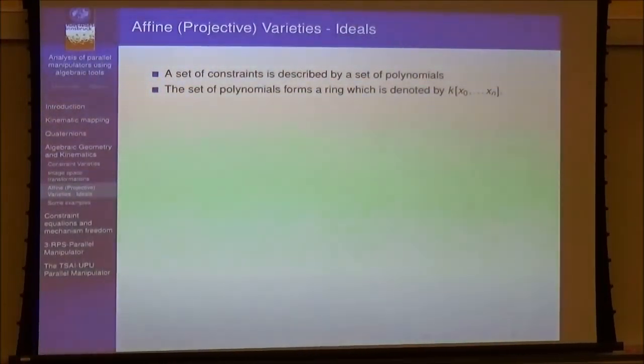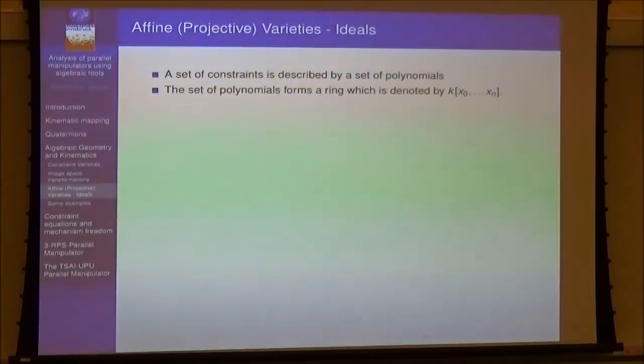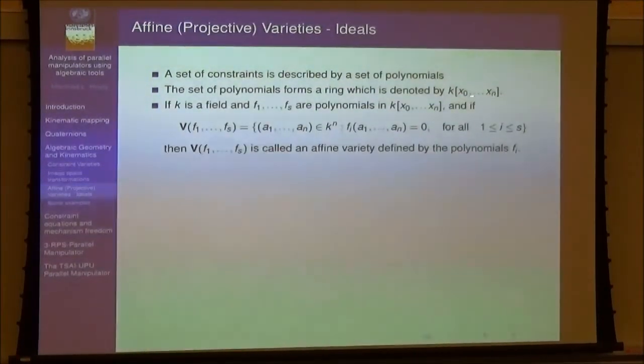First of all, we know a set of constraints is described by a set of polynomials. Second of all, a set of polynomials forms a ring. Ring was explained in the morning today. And the ring is denoted by K[x0, ..., xn]. K is a field. These are the coefficients.